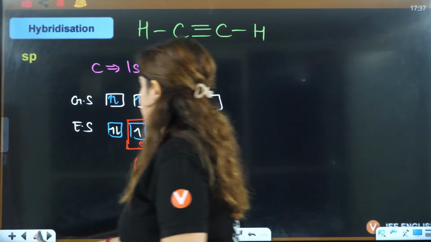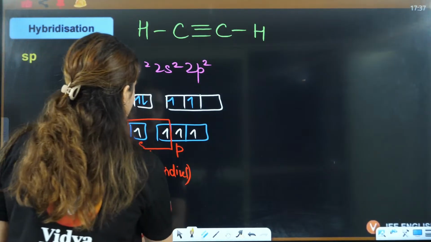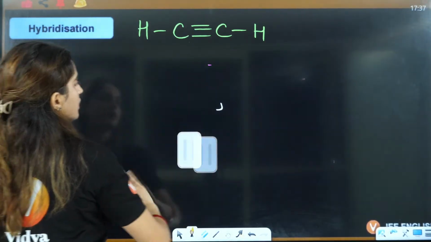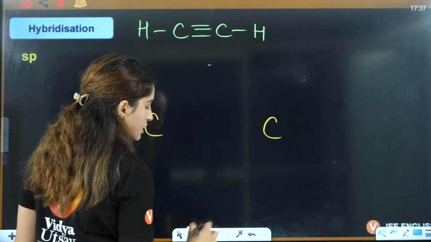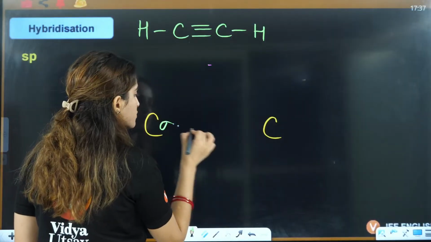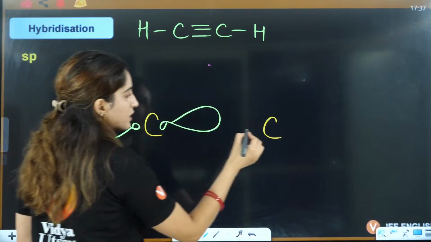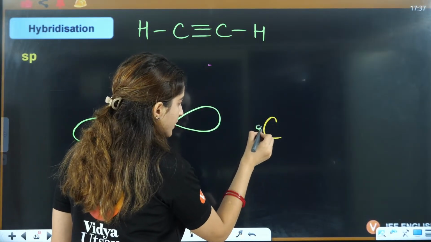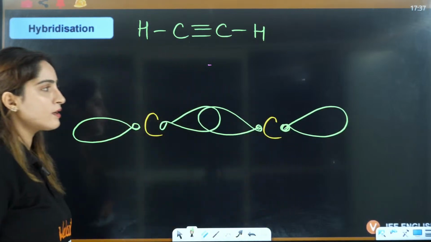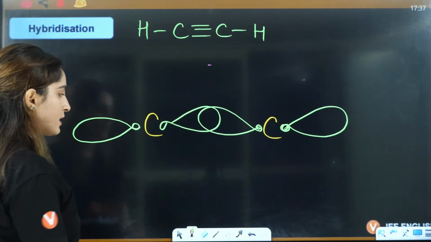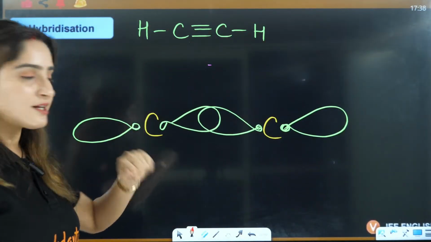Let's draw it on the next page only. Here you will have two sp hybridized orbitals. This is carbon, this is carbon. You will have one sp, the other sp, and here also one sp and this is the other sp. Two sp hybridized orbitals it has. Because it is going to give you a linear shape, that's why I have made it linear.